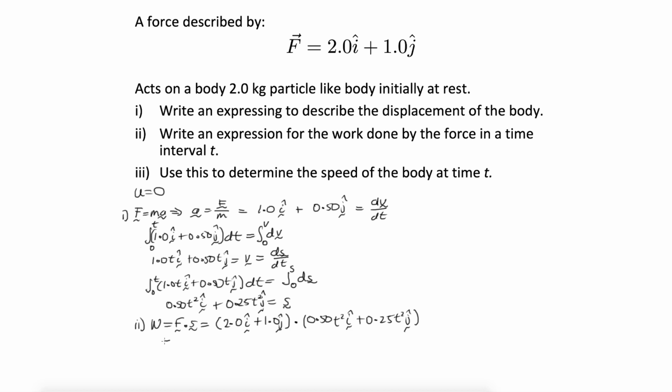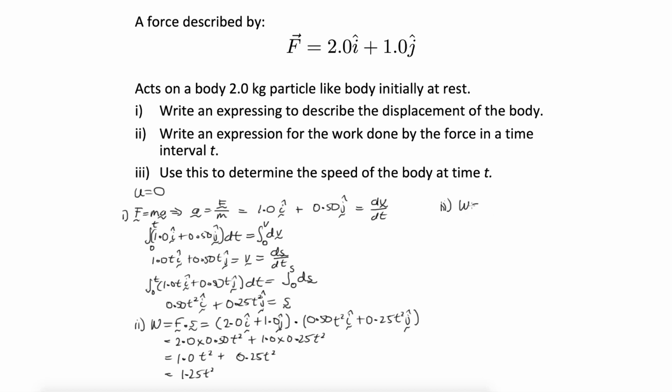So taking the dot product of this, we multiply the i components together, and so this is 2 times 0.50 t squared, and then we also multiply together the j components, so that's 1 times 0.25 t squared, and so this gives us 1 t squared plus 0.25 t squared, which gives us 1.25 t squared as the total work done in a time interval t. And then part 3 tells us to use this to determine the speed of the body at time t.